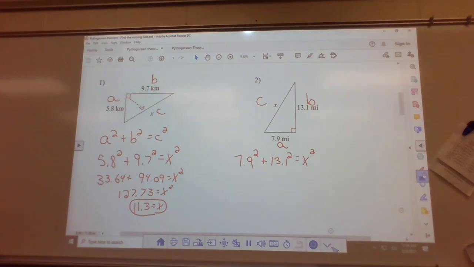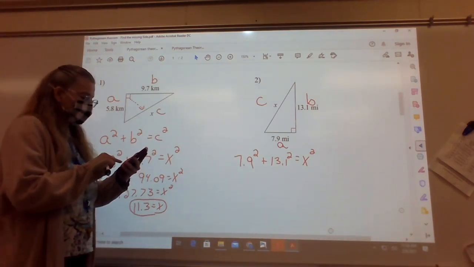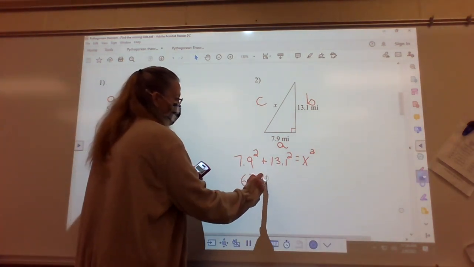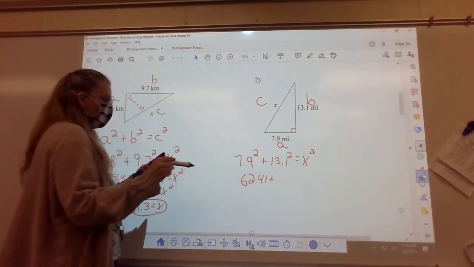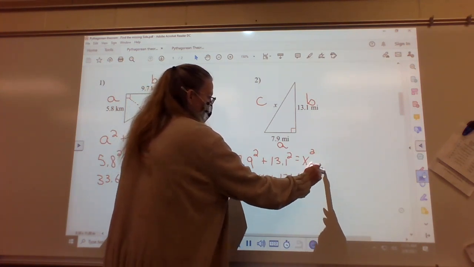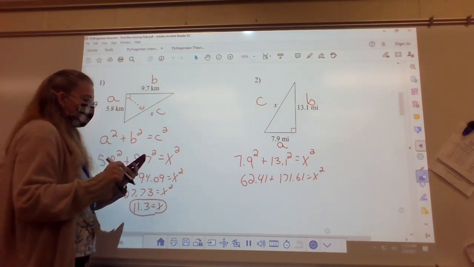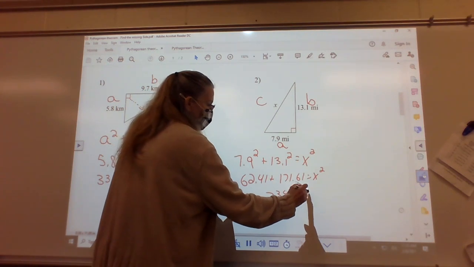Is X always going to be C? No. The next two you'll see. So 7.9 squared is 62.41, 13.1 squared is 171.61, equals x squared. Add my two numbers together like I did before, and I get 234.02 equals x squared.